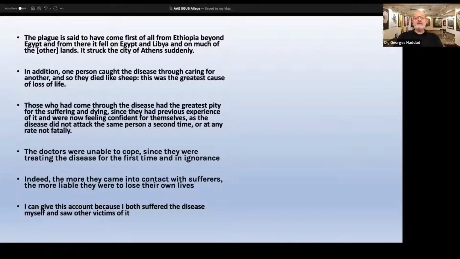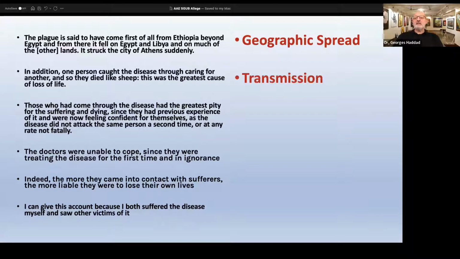The disease struck the city of Athens suddenly. So this is geographic spread. In addition, one person caught the disease through caring for another, and so they died like sheep. This was the greatest cause of loss of life. And now we're talking about transmission, transmission from one person to the other. One person caught the disease through caring for another.